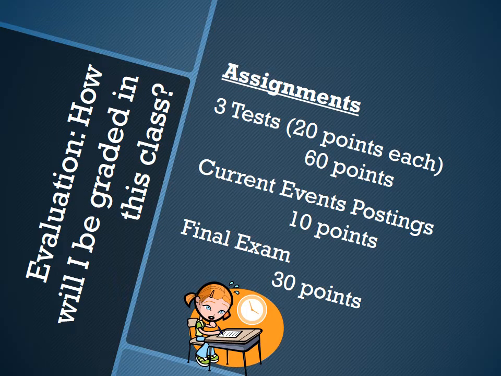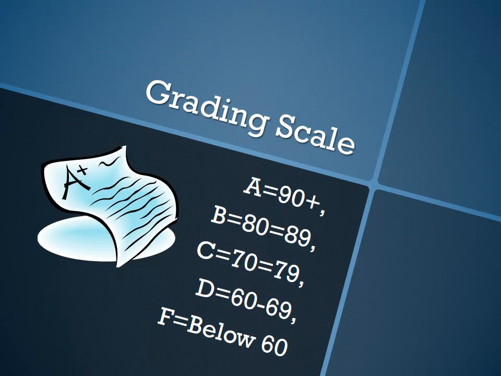Now, how will you be graded in this class? This class has 3 different types of assignments, if you can call them assignments. There are 3 tests. They are 20 points each. There's a current event posting. There should be no S at the end of that. It's current event posting. And there's a final exam. Together they make up 100 points.